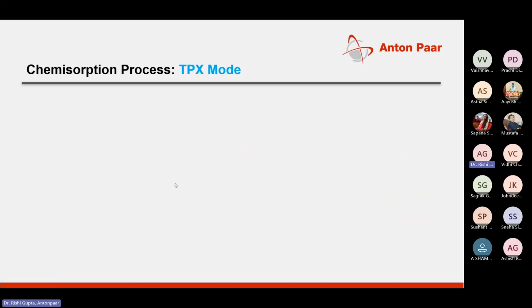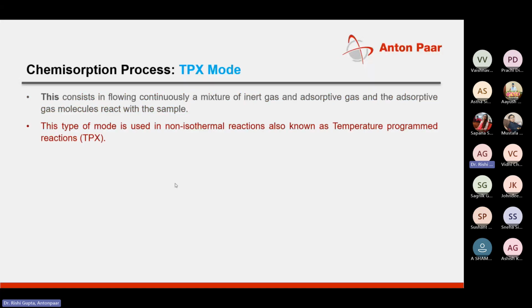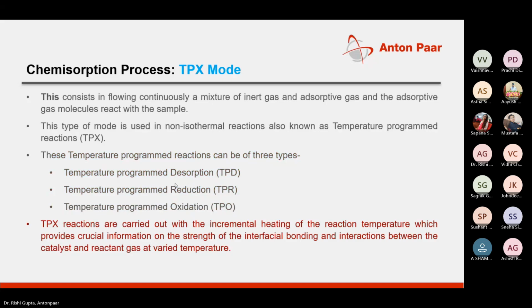Talking about the TPX mode of chemisorption, where the temperature is continuously increased in a linear ramp. Here we typically use an inert gas as carrier gas and the adsorptive gas, the reactant one, as we do over the gas chromatography. One inert gas and one reactive gas. Since the temperature is continuously changing, we call these temperature programmed reactions. They can be different types of reactions: temperature programmed desorption, temperature programmed reduction, temperature programmed oxidation as well.